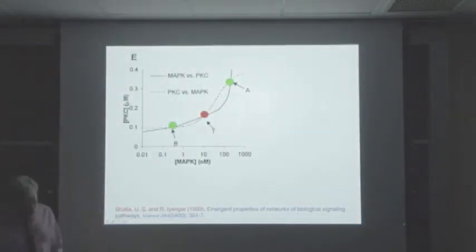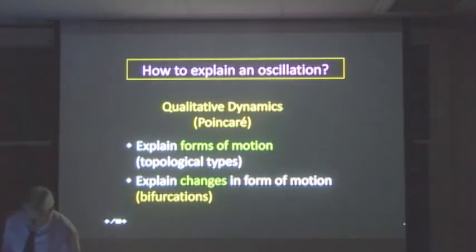Lots of examples of this in physiology. Here's a high equilibrium of MAP kinase and PKC, and here's a low equilibrium. There's an unstable equilibrium between them, and this system acts as a biological switch. That is to say, it stays here until you cross the threshold, and then it snaps to the new equilibrium. So biological switches are bifurcations. But I can't talk more about that because I want to talk about the bifurcation I'm going to be using today, which is the bifurcation that is the birth of an oscillation.